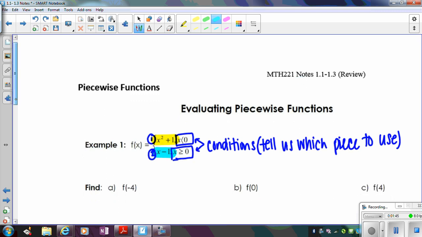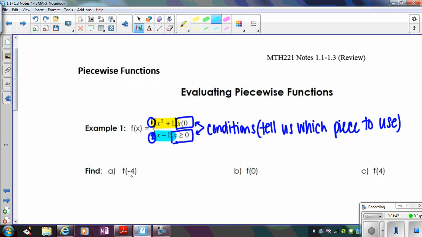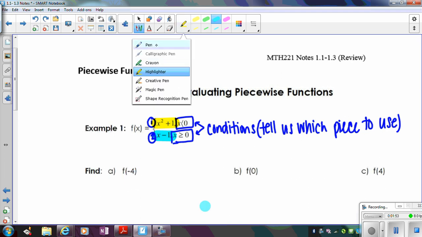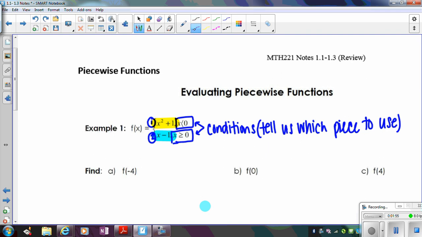So we look at this first example. We look at what our input is. In this case, our input is -4. So we ask ourselves, which category does -4 belong to? Is it less than 0, or is it greater than or equal to 0? Well, -4 is less than 0, so I'm going to use equation number 1.